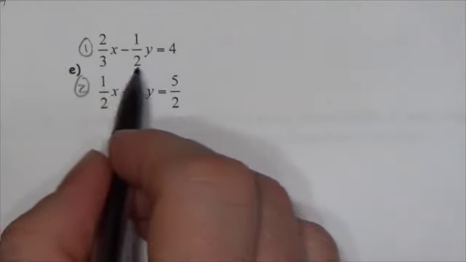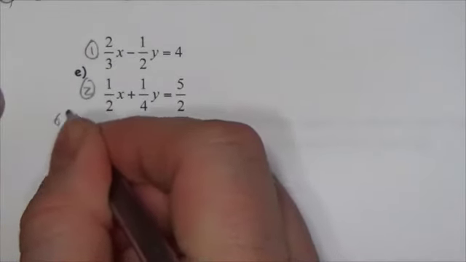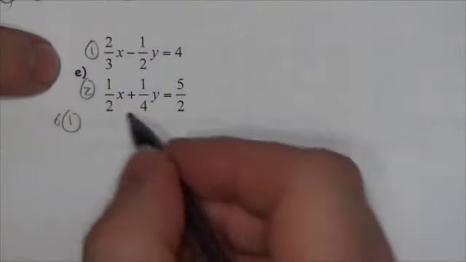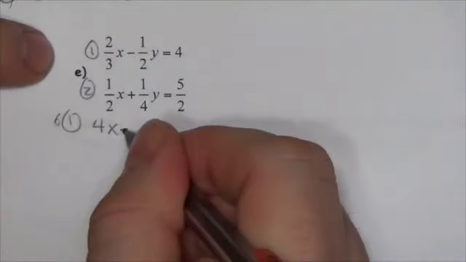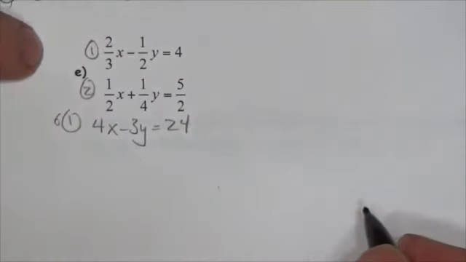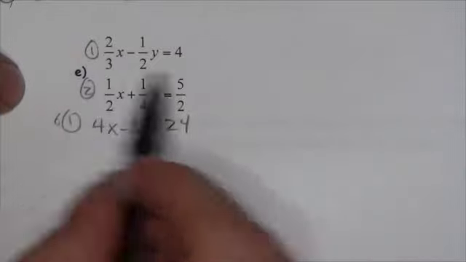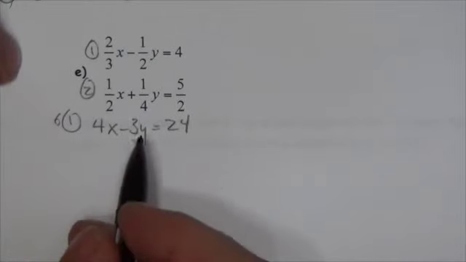So between 3 and 2, there's a common factor of 6. So I'm going to multiply equation 1 by 6. Okay, so 6 times 2/3 is going to be 4, so it'll become 4x. 6 times negative 1/2 is negative 3. 6 times 4, 24. Okay, good. Same equation, really. I just multiplied by a constant, and when I did it to both sides, it's the same thing. I haven't done anything to it, but it looks better.